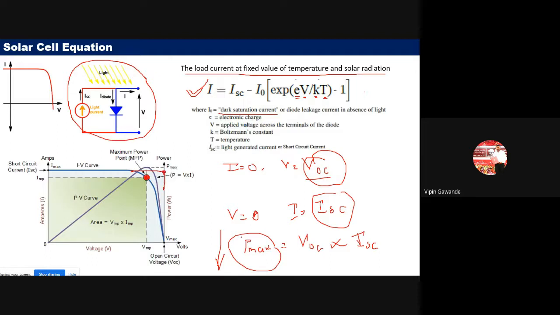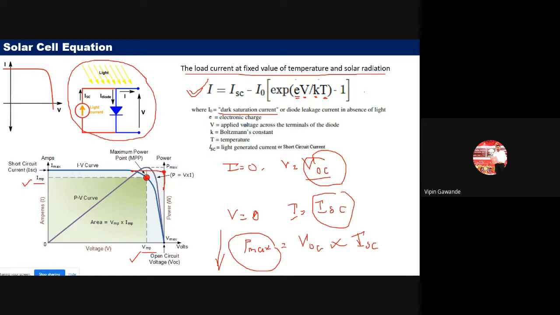So this is P max ideal, and this is the P max actual. So this is the maximum power that is obtained when the solar cell is radiated by the solar radiation. Now the current and voltage corresponding to this maximum power point are IMP and VMP. IMP means the current for maximum power, and VMP means the voltage for maximum power. When the solar cell is operated at these two values, IMP and VMP, we will get the maximum power from the solar cell.